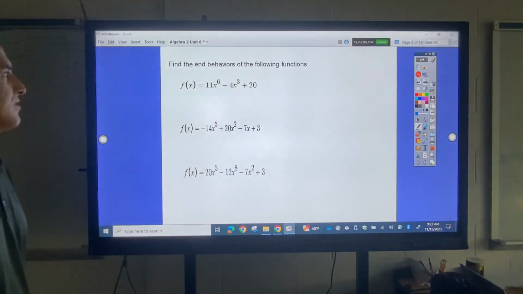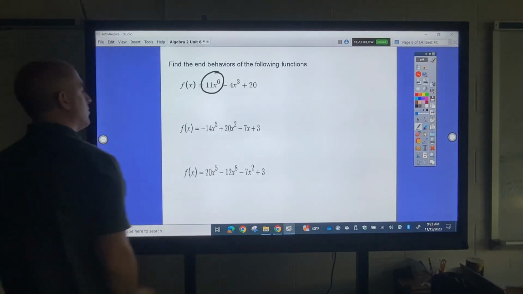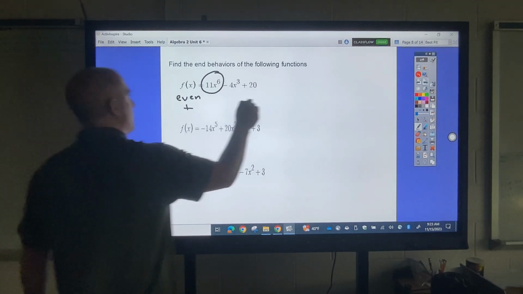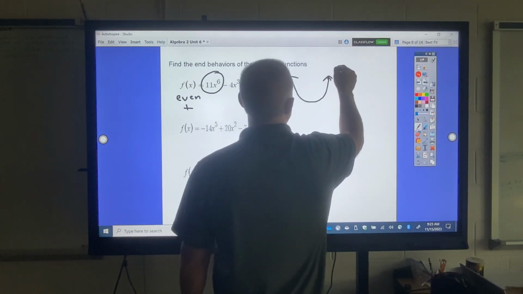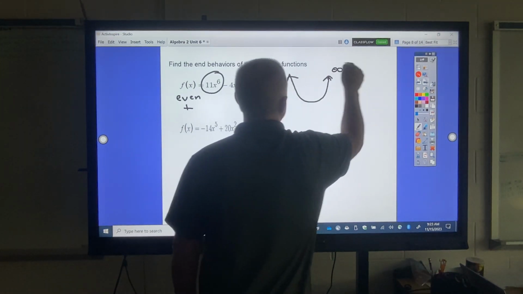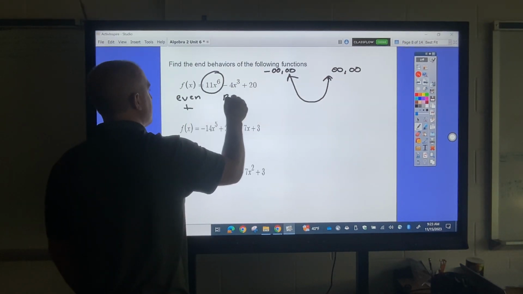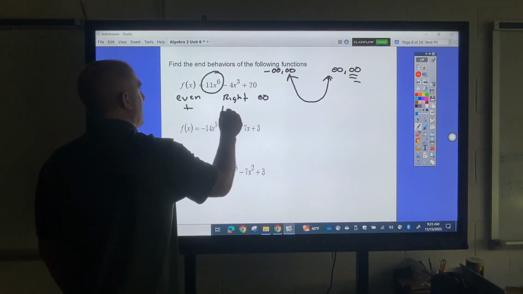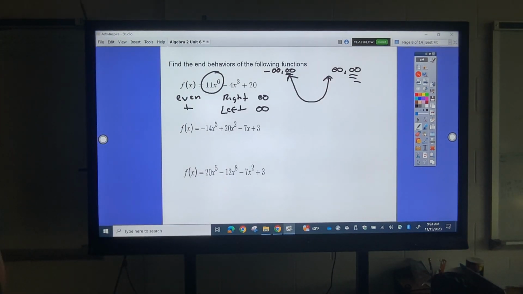It says find the end behaviors of the following functions. So my biggest exponent term here is this one. This is even exponent, positive. So what does that picture look like? It looks like this. Positive infinity, positive. Negative infinity, positive. Okay? So the right end behavior is positive infinity. The left end behavior is also positive infinity.